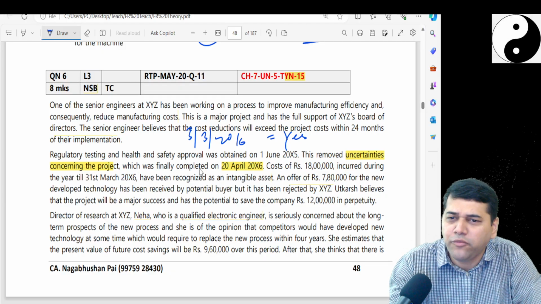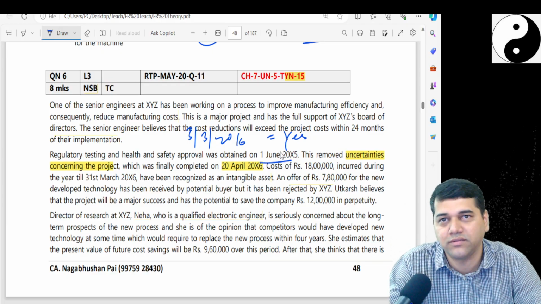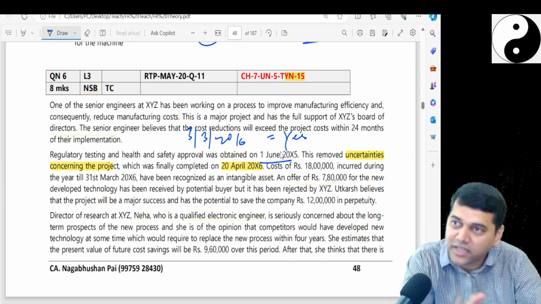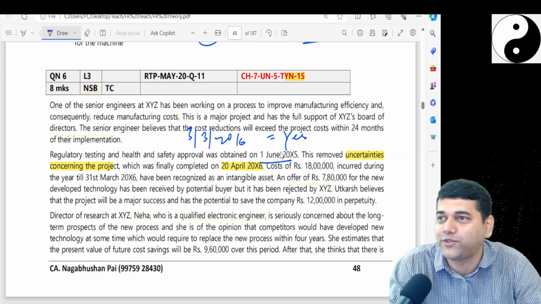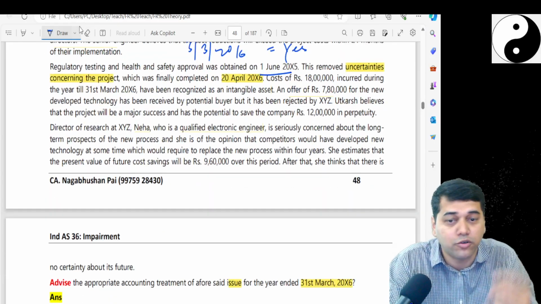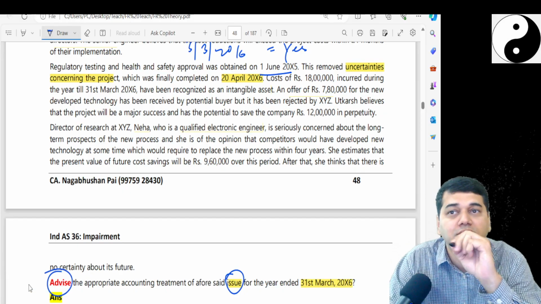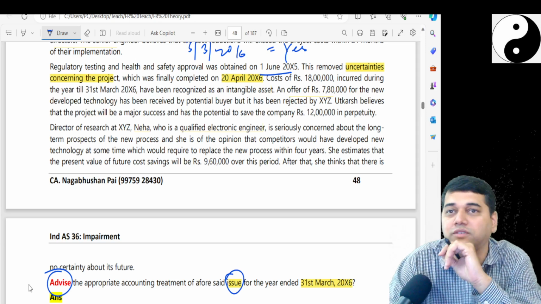Obviously, after they get here, they will start capitalizing the cost. But the confusion is regarding that. Then what is the confusion? They said very clearly, issue. See, understand? You have to interpret the question. They said issue and advice. So what is the issue? That's my question.